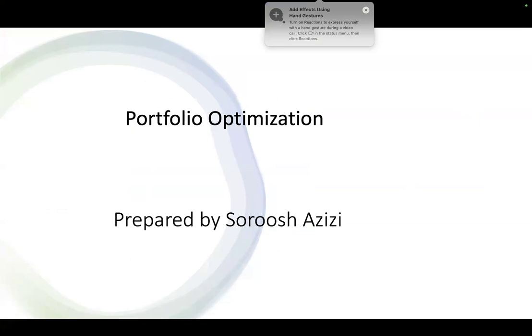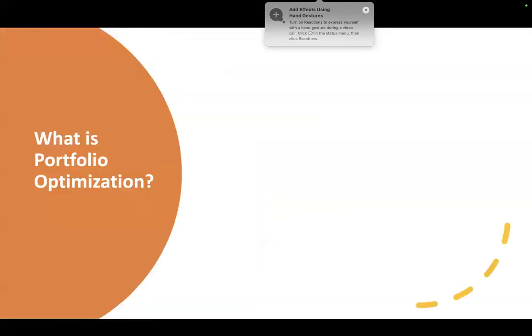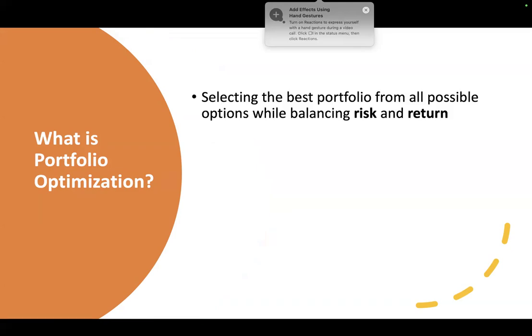Welcome back, everybody. Tonight we want to talk about portfolio optimization, and we are going to pay specific attention to how we can do this in Excel Solver. But today we are going to focus on the theory behind portfolio optimization. First things first, what is portfolio optimization? What are we trying to achieve? What's the goal? Selecting the best portfolio from all the possible options while you're juggling between risk and return. You want to balance risk and return.